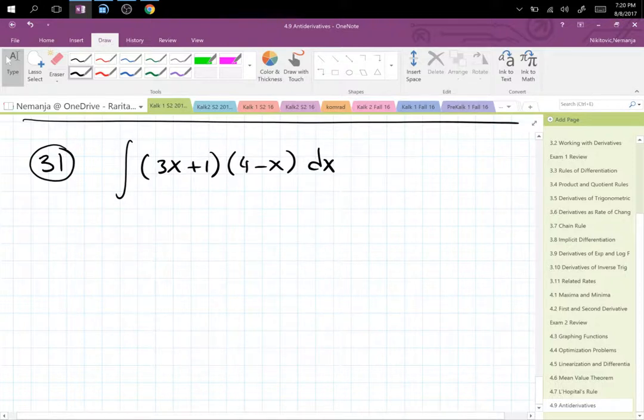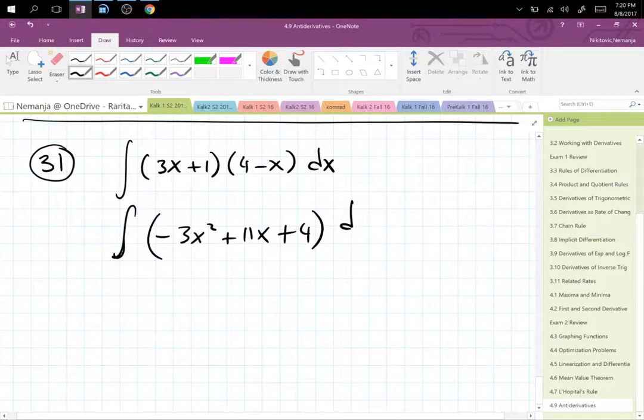All right, so let's foil this. What do we get? Hold on, x times x squared, so that's negative 3x squared. And then we have 12x minus x is plus 11x. And then plus 4, right? Don't forget dx, guys, at the end. You will see tomorrow why this is a must. And then when you take another course in calculus, Calc 2, it will be reinforced, and differential equations even more.